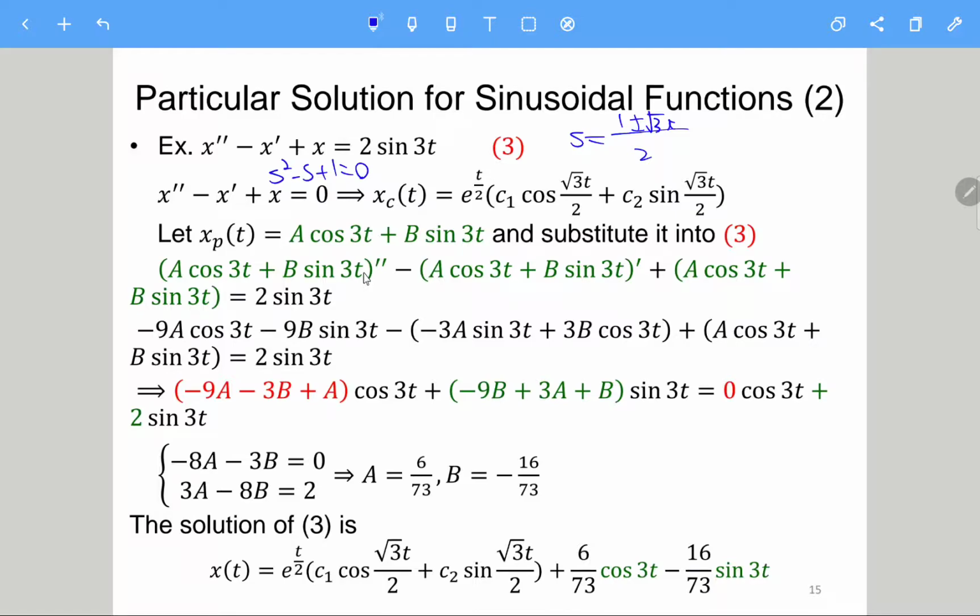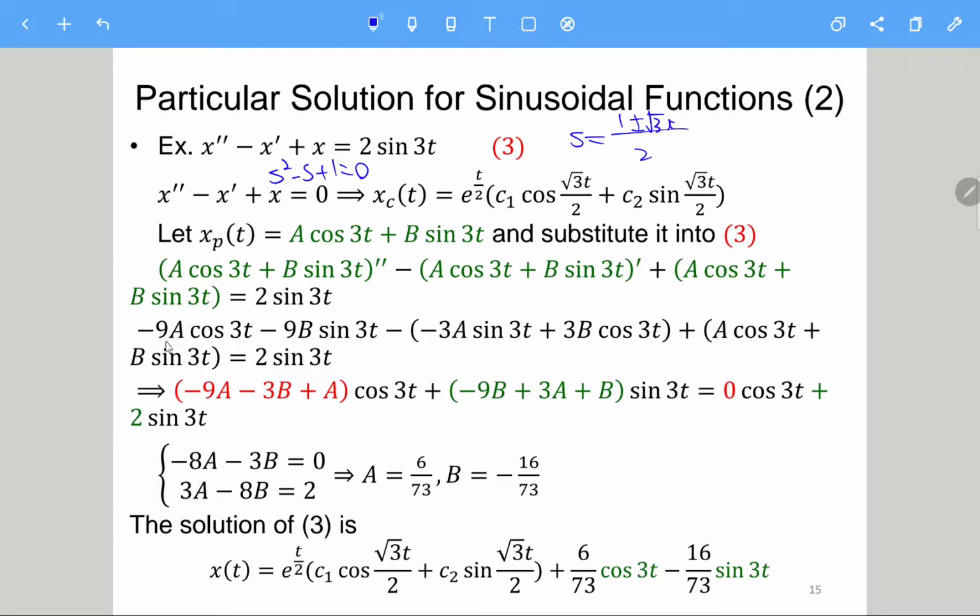Yeah, maybe I missed one term here. Yeah, we should still have the first derivative. Oh, no, they are plus, so we don't have. So actually this is correct. And next we have this term prime. So we have minus 3a sine 3t, and then also we have 3b cosine of 3t. And then this is the original term.